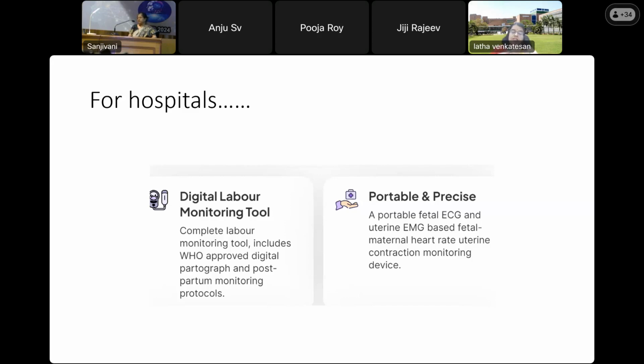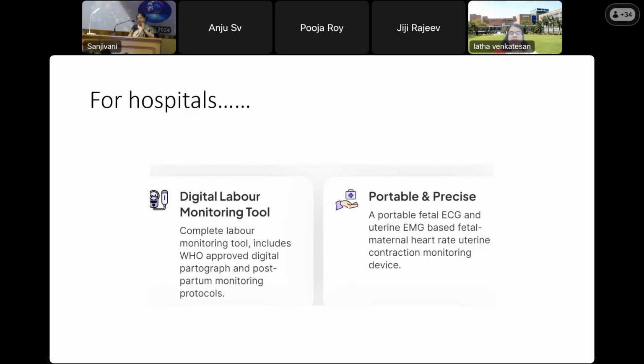So this generates the data, and the alerts are given, and huge data will be generated, and this data will be helpful for artificial intelligence to come up with patterns and behaviors. That is how the WHO labor care guide has also emerged, because earlier, as part of the modified partograph, the expectation was 1 centimeter of cervical dilatation per hour. So if the progress is not happening accordingly, the cesarean section is done.